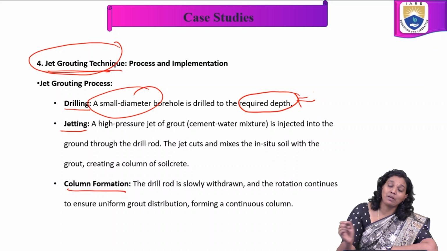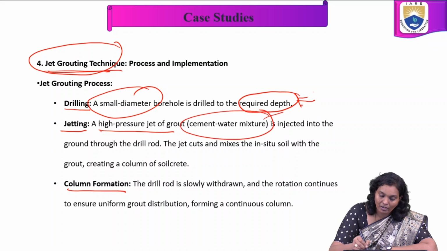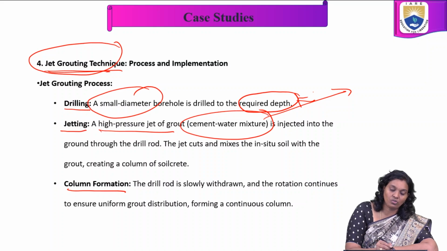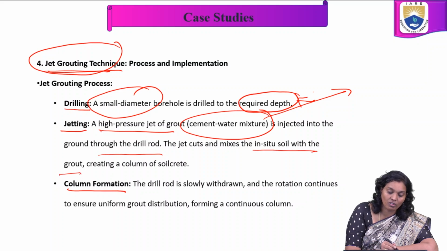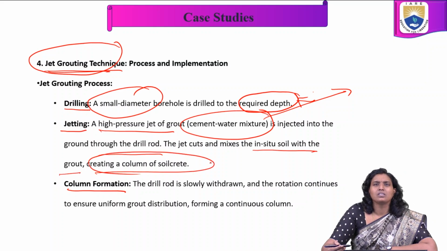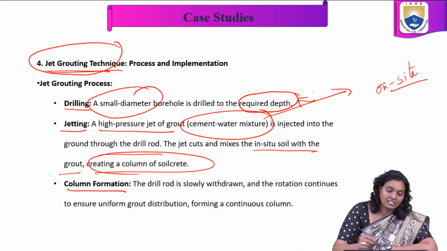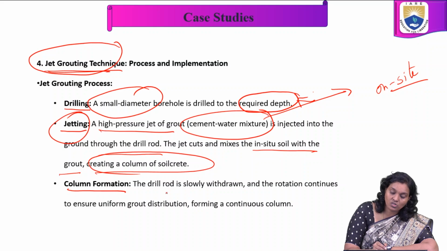Now the jetting: a high pressure jet of grout, the cement water mixture. What kind of cement we consider depends upon the design considerations. It is injected into the ground through the drill rod. The jet cuts and mixes the on-site soil with the grout, creating a column that is nothing but soilcrete. On-site we are doing this jetting, so it depends upon the condition and the elements. Here, for column formation, the drill rod is slowly withdrawn.